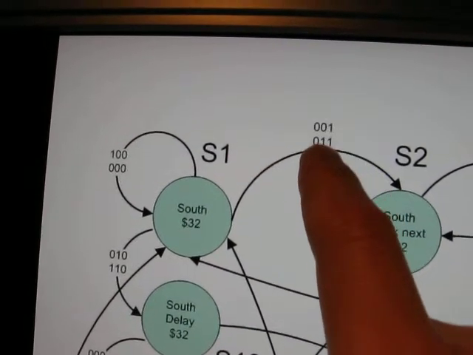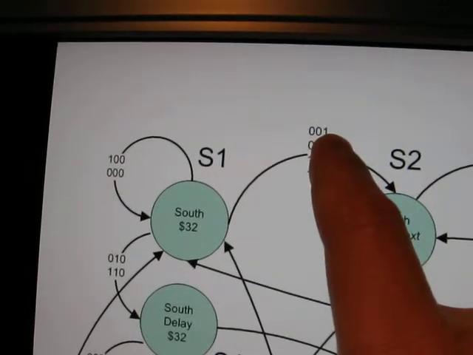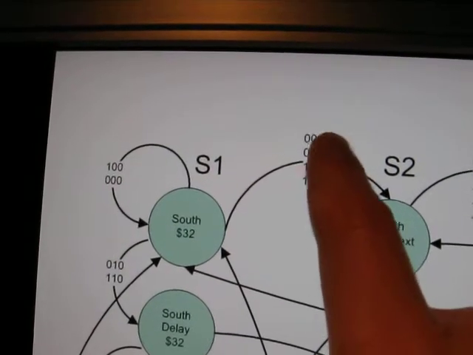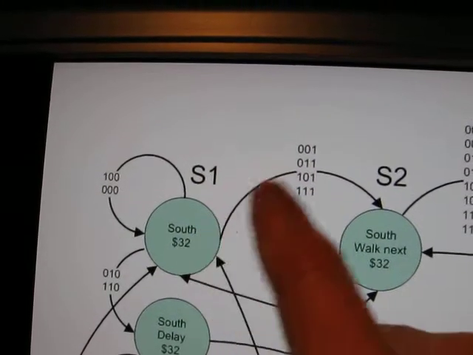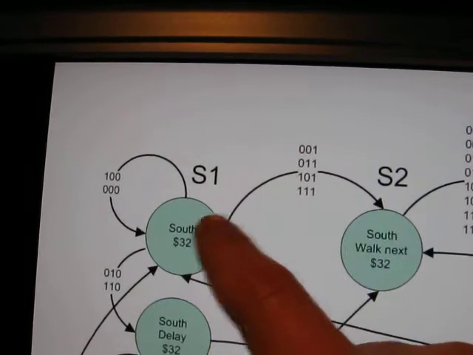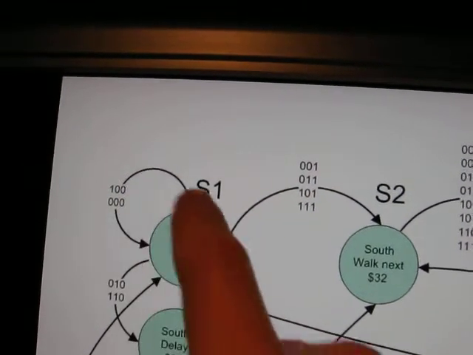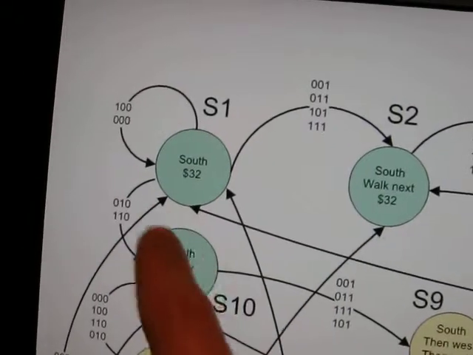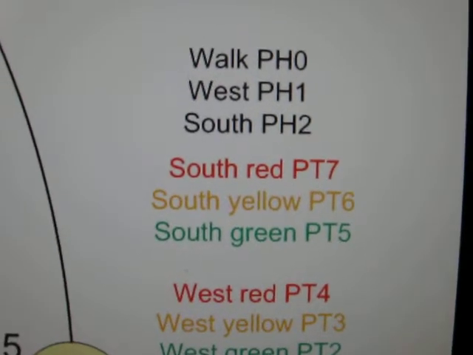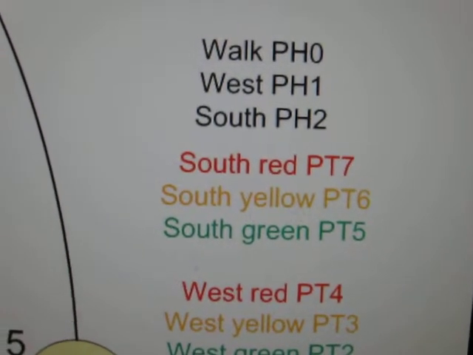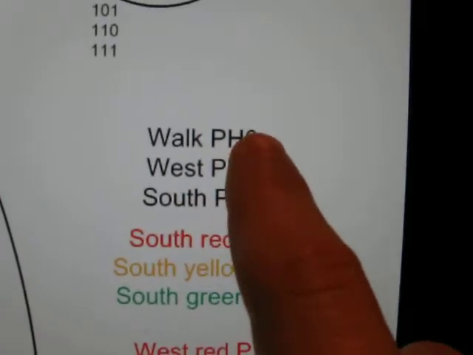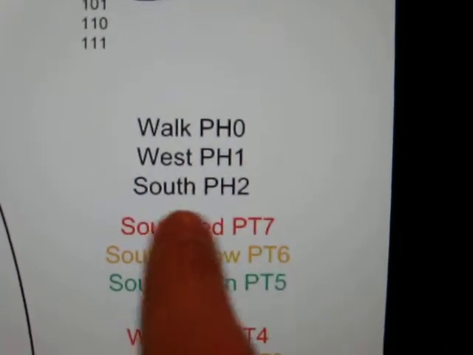Here you have inputs. We have three inputs. I believe walk is the first bit, bit 0, and then you have bit 1 and bit 2. These are in binary. These are the inputs that you would find that would lead you to this state. And if you find these inputs, you're led to this state, and if you get these inputs, you go down to this state. And these states lead around here. And actually we have the key for all of this. Bit 0 is walk, bit 1 is west, and bit 2 is south.